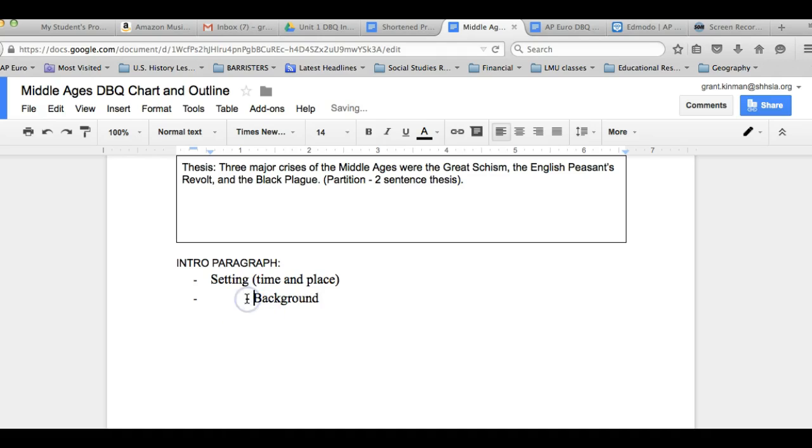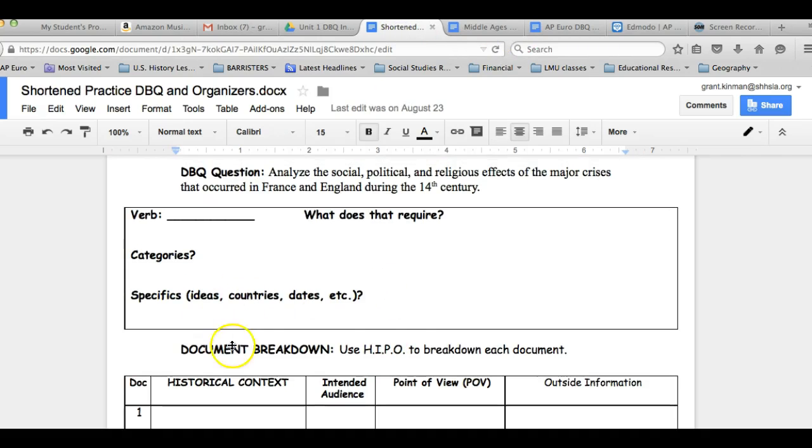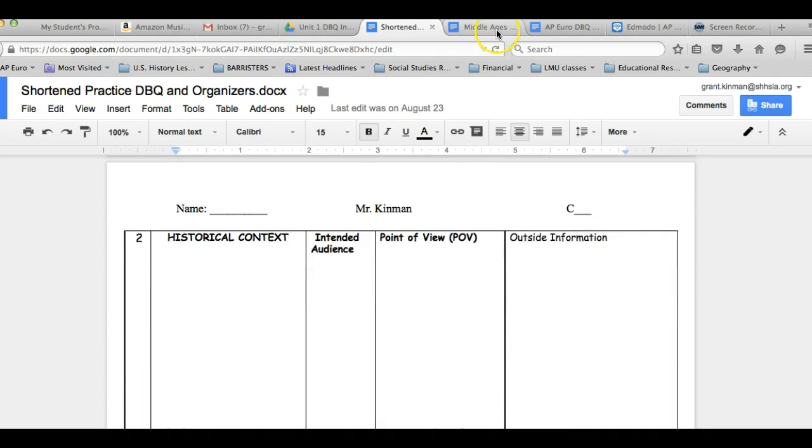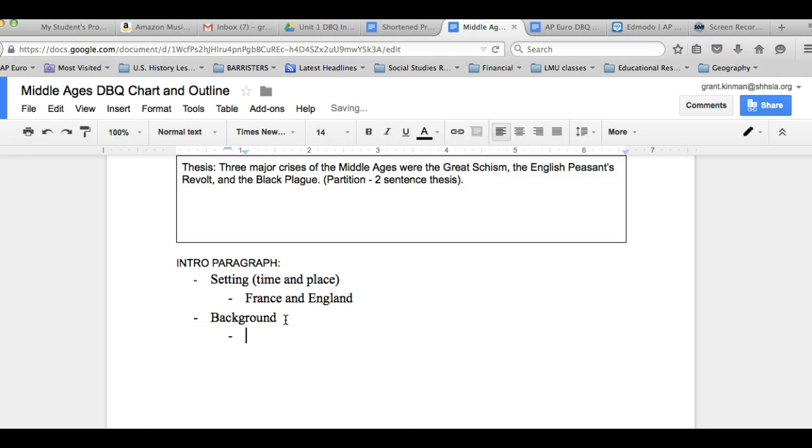So the setting and background, and this is the beginning of your outline. So setting, well, I'm talking about France and England. And then you have to tell me the date. So return to your notes here. Specifics are going to help you. The historical context you've come up with. So then you'd want to, for background, you'd want to then also explain some of the details, basic details. What is the Great Schism? What happened with the English Peasants' Revolt? It's not huge. It should be no more than 3 sentences.